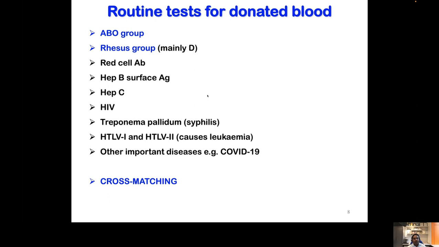And then finally, prior to transfusion, they will do the cross matching, as I mentioned before. So we need to ensure that the donated blood is matching for the recipient's blood. Otherwise, they will not proceed with the transfusion. They have to find another blood. So these are the routine tests that the hospital or NHS will do for the donated blood.